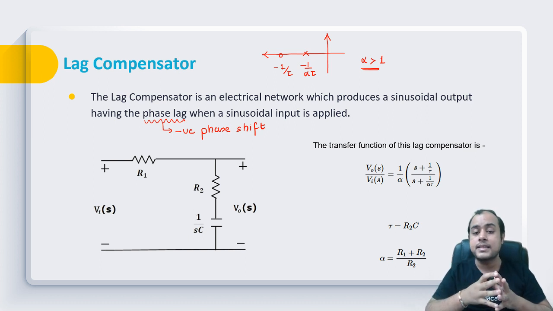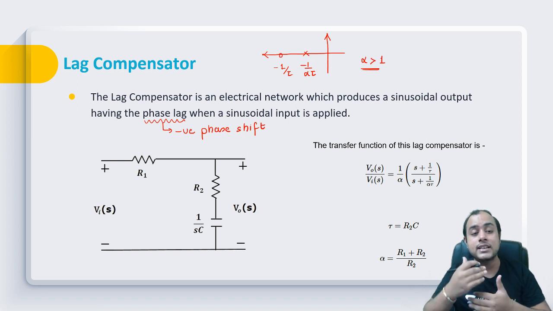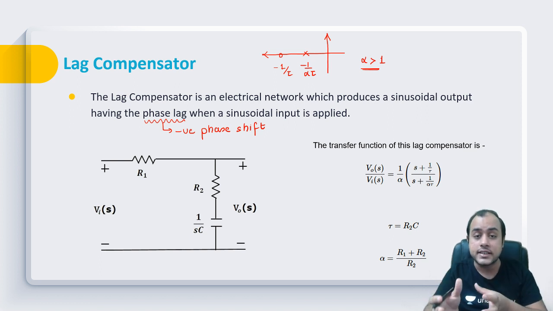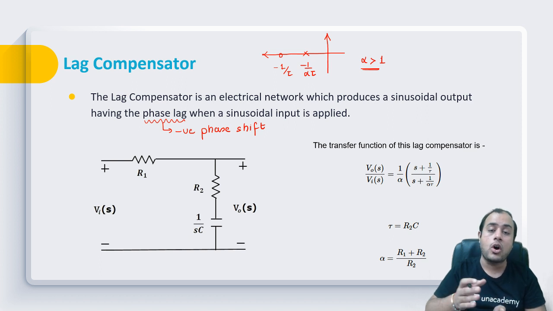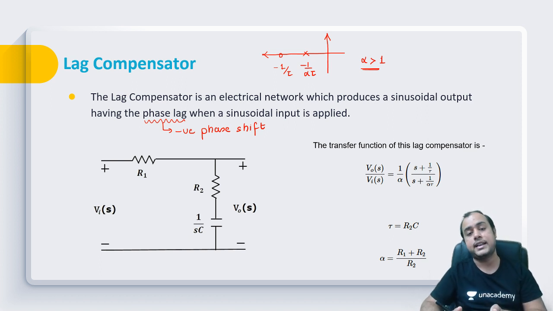Now this compensator will provide you a negative phase shift. Why do we do that? We need to do it because we need to justify the requirements of the design. We need to satisfy whatever parameters we have taken for the design, and make sure all the parameters are getting satisfied.